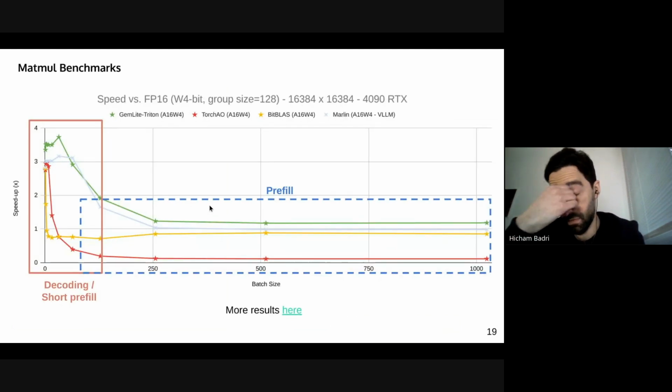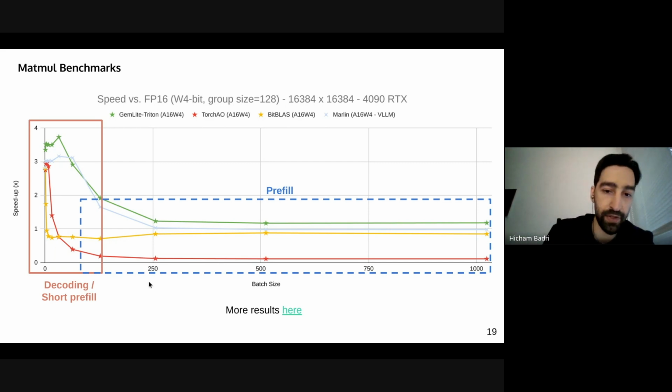So let's take a look at some Matmul benchmarks. I usually don't like to take a look at Matmul benchmarks alone, because it doesn't tell you a lot about the end-to-end performance in actual inference, but it's actually useful in this situation. So here, on your x-axis, you have the batch size, and this is the W4A16, so 4-bit quantization with group size. And on your y-axis, you have the speed up with respect to FP16, so when your weights are not quantized.